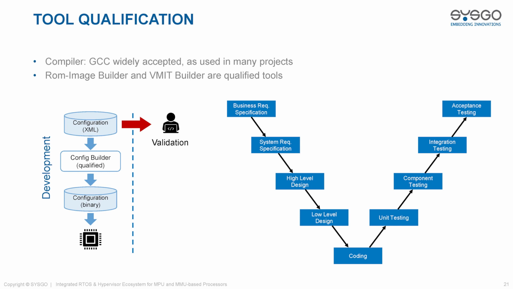The VMIT stands for the Virtual Machine Initialization Table, and it is responsible for the configuration of the virtual machines. Both of those tools read the configuration file in XML and convert it to a binary. And since those tools are qualified, you can easily do the validation on source code level, which means that you can quickly incorporate changes without doing the complete revalidation on binary level.